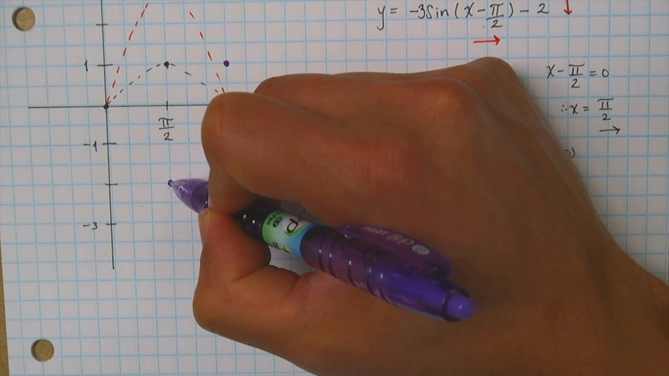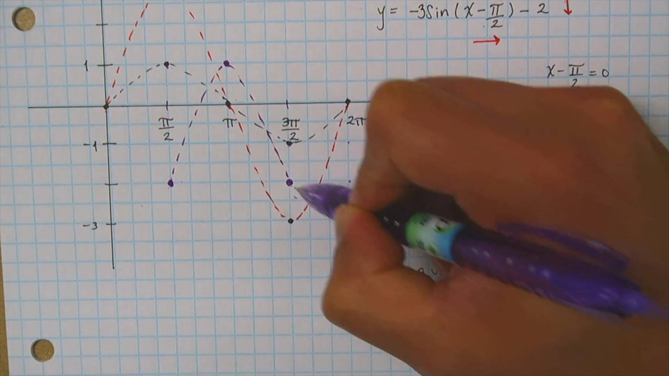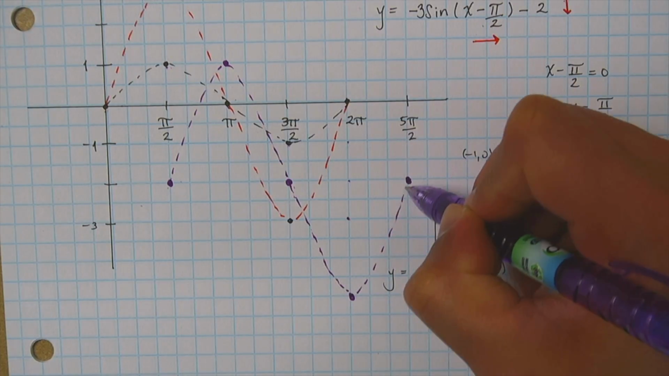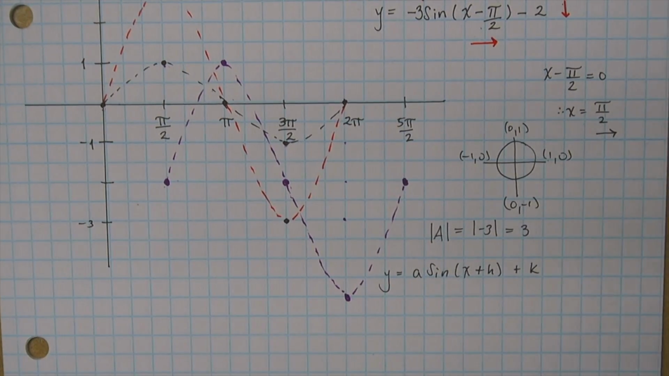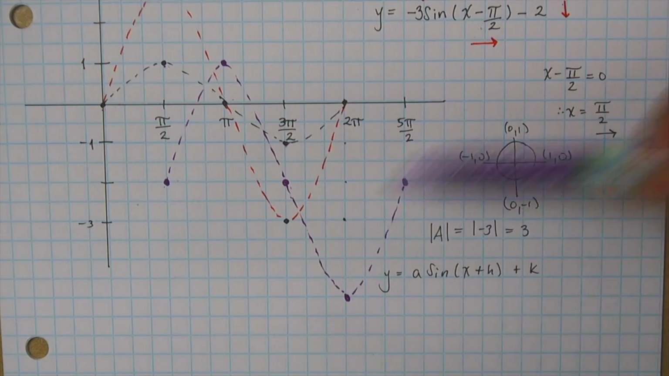I'm going to just connect it here, nice and neat. Careful. Now I'm using various colors. Some students don't like to do that, and that's okay. But you can tell how the graph got stretched. Now we shift it to the right and down.